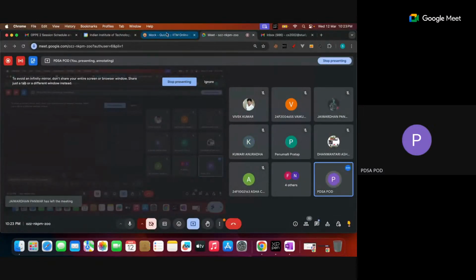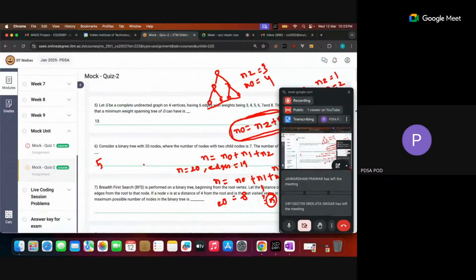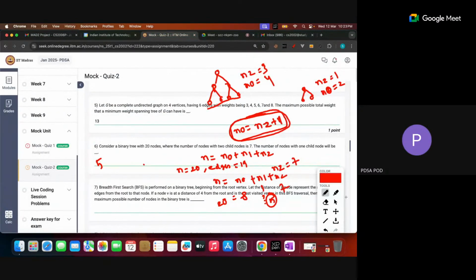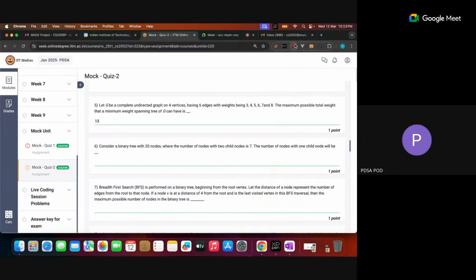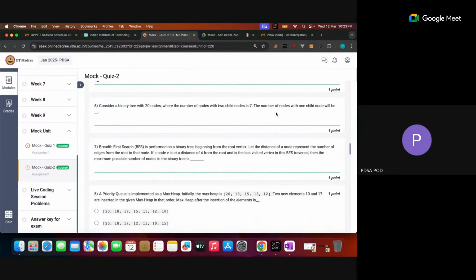Now there are still mock questions which belong to week 5 and 6. There is the 7th question. There, they are taking BFS. Do you know BFS? Breadth first search. It's a level-wise traversal. Is it right?